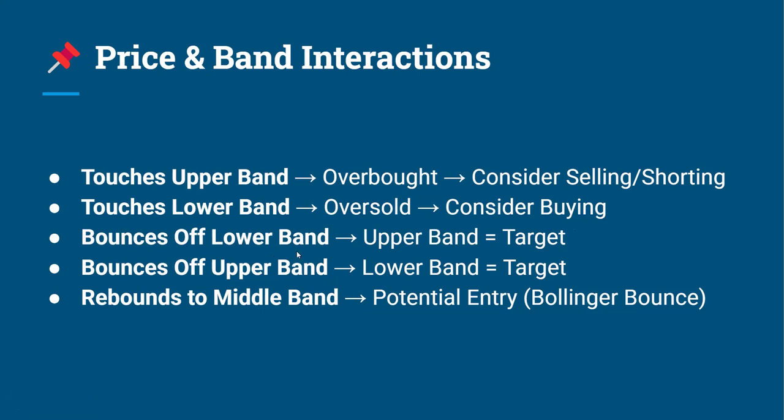If it bounces off the lower band, it can go to the upper band, that is the target. If it bounces off the upper band, it can move towards the lower band, that will be the target. A rebound to the middle band is a potential entry for trend continuation towards either the upside or the downside.